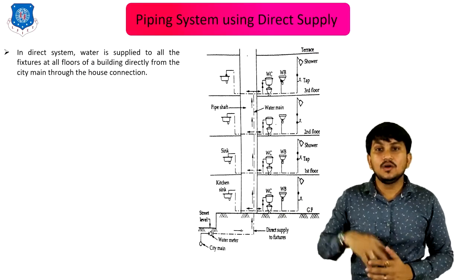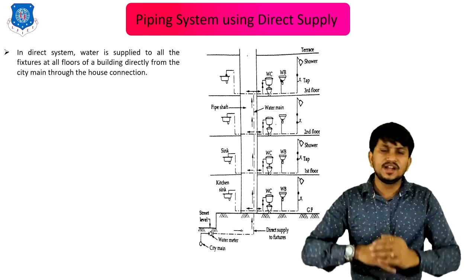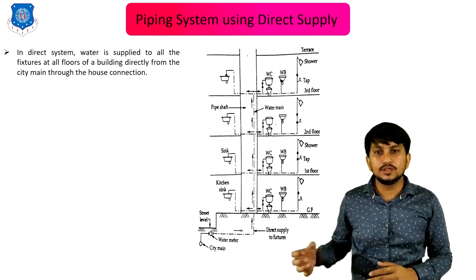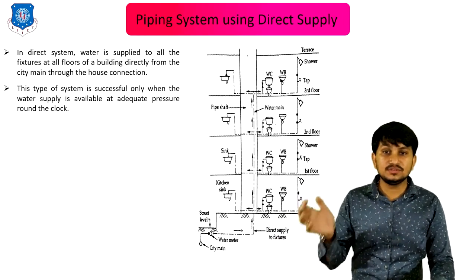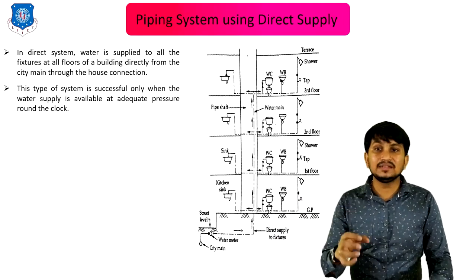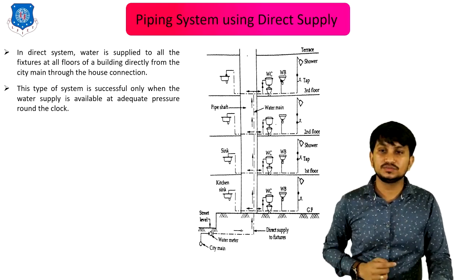In direct system, water is supplied to all the fixtures at all floors of the building directly from the city main through the house water connection. This type of system is usually used when the water supply is available at adequate pressure round the clock.